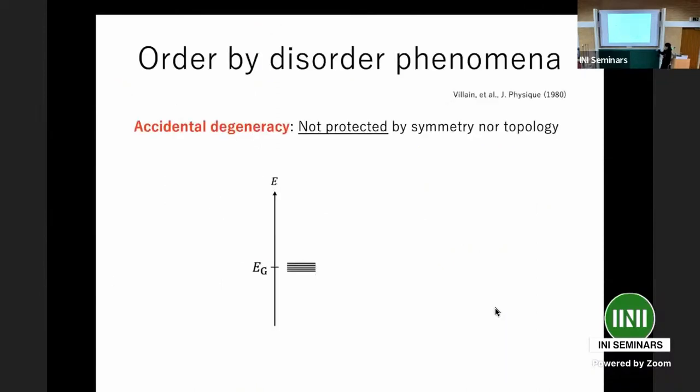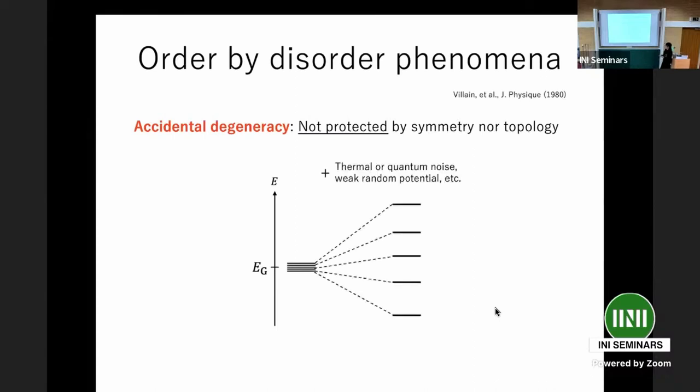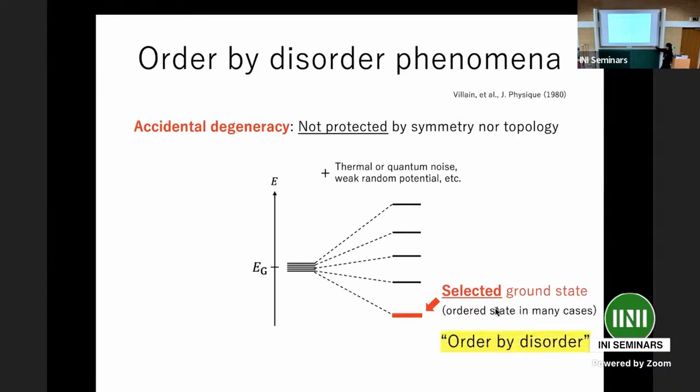So one famous example is order by disorder. To emphasize, because accidental degeneracy is not protected by symmetry or anything like that, it's really fragile. It's of course fragile against an external field, but it's also fragile against disorder like thermal noise, quantum noise, or some weak random potential, which is enough to lift this degeneracy. Therefore the noise is going to select some ground state. And oftentimes, not always, it happens to be an ordered state. When that happens, adding noise to the system gives rise to more order, which is a counterintuitive phenomenon. And this is called order by disorder.